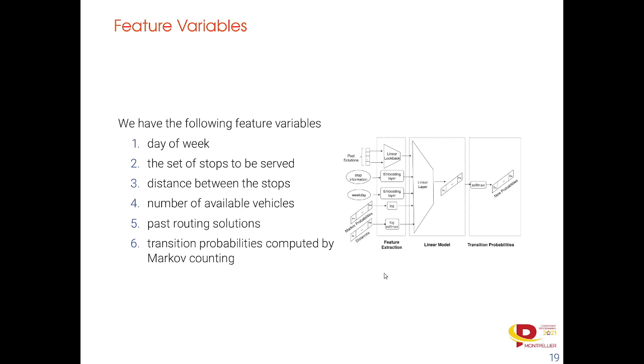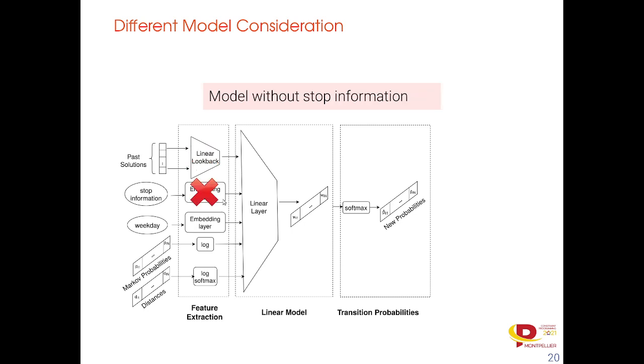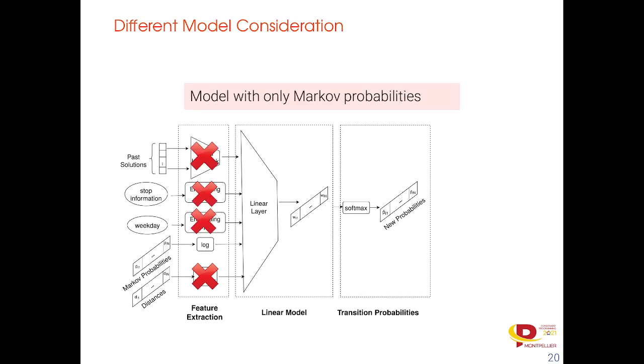Now these are the feature variables. As I mentioned, we want to avoid overfitting, so we want to remove the redundant features, and that's why we block out one feature at a time. First we remove the linear combination of the past solution. In the next experiment we remove the stop information, then the weekday, then the Markov probabilities, and next the distance feature. We also experiment with removing all the features but keeping only the input Markov probability feature.